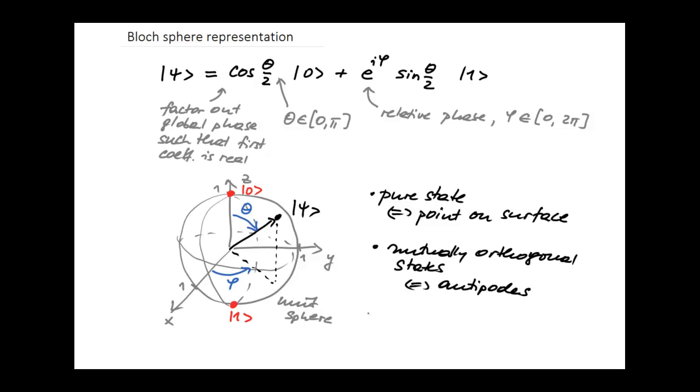And finally, when you apply a unitary transformation to a pure state, then this means that you move on the surface of this unit sphere. And you can show, I'm not going to do this here, I'm just telling you without proof, that there is a one-to-one correspondence between unitary transformations in a two-dimensional Hilbert space and rotations. So we have a correspondence between unitary transformations and rotations.